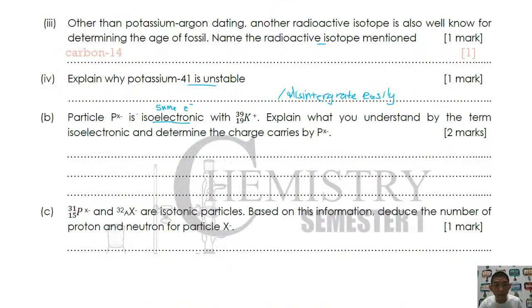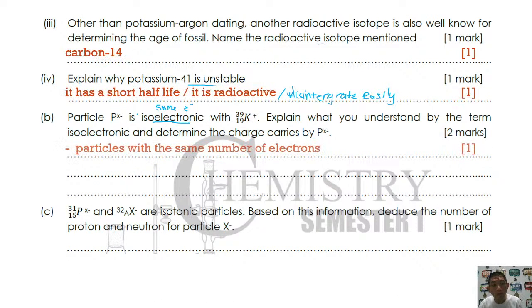Okay, so back to the answer. Isoelectronic particles are particles with the same number of electrons. At this point you don't have to say atoms. You can say particles, because particles can be atoms, molecules, or ions. So you can say particles with the same number of electrons. What is the charge carried by P? The charge is P3 minus. Okay, so that is how you are going to answer for B.